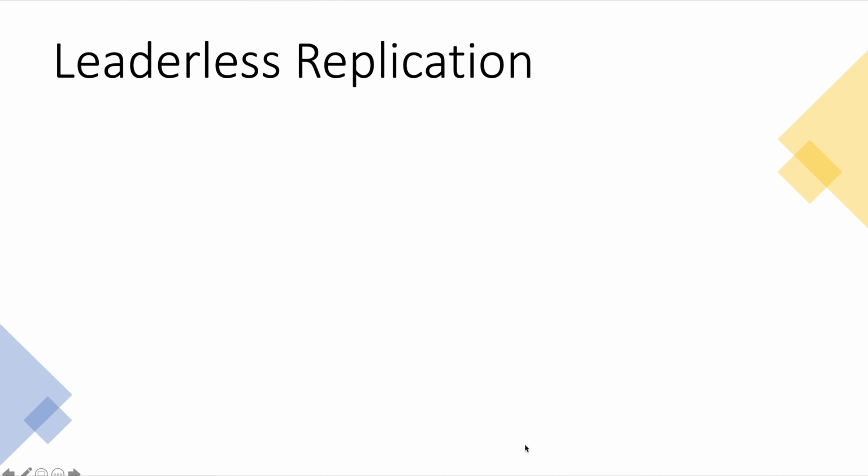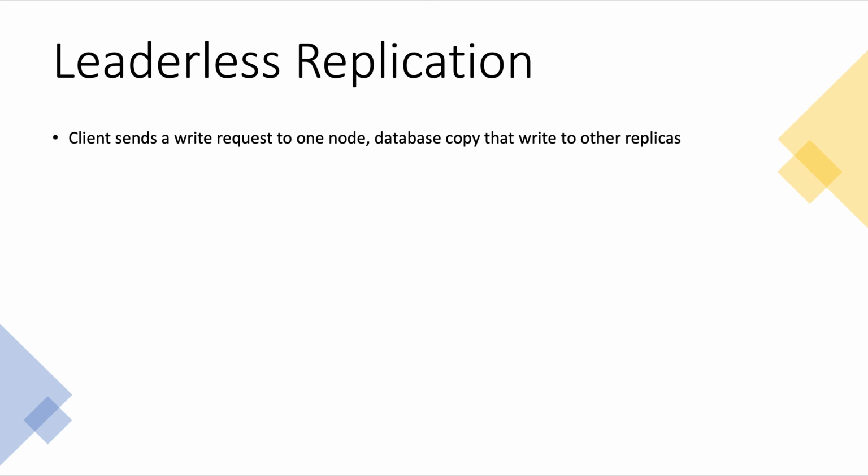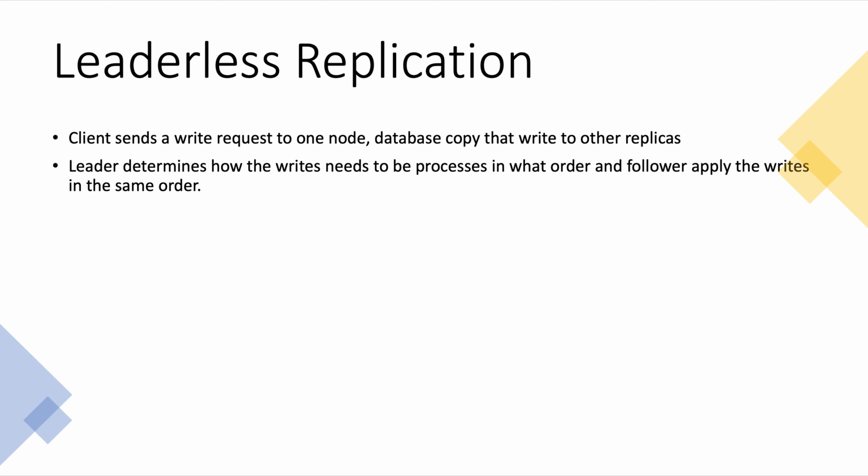So let's begin. Let's understand what is leaderless replication. So far we have discussed what is single leader replication and what is multi-leader replication. In both of them, the client sends the write request to one of the nodes and it is up to the database system to copy those writes to the other replicas. And in both of them, the leader determines how those writes are processed, in what order, and then the followers apply those writes in the same order.